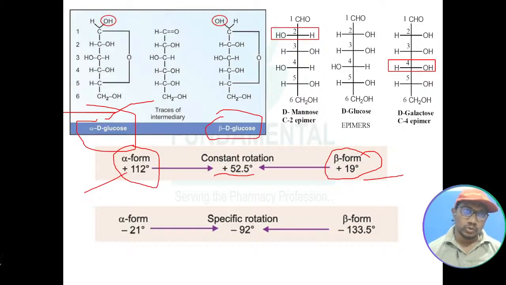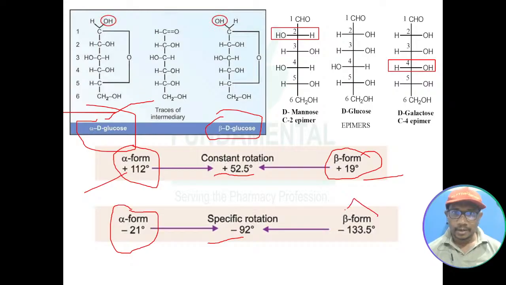For fructose, the initial optical rotation of the solution of fructose is minus 21, means levo, right? That changes to minus 22 and lastly gets stabilized at minus 133.5. The alpha isomer of fructose is stable, the beta isomer of glucose is stable.